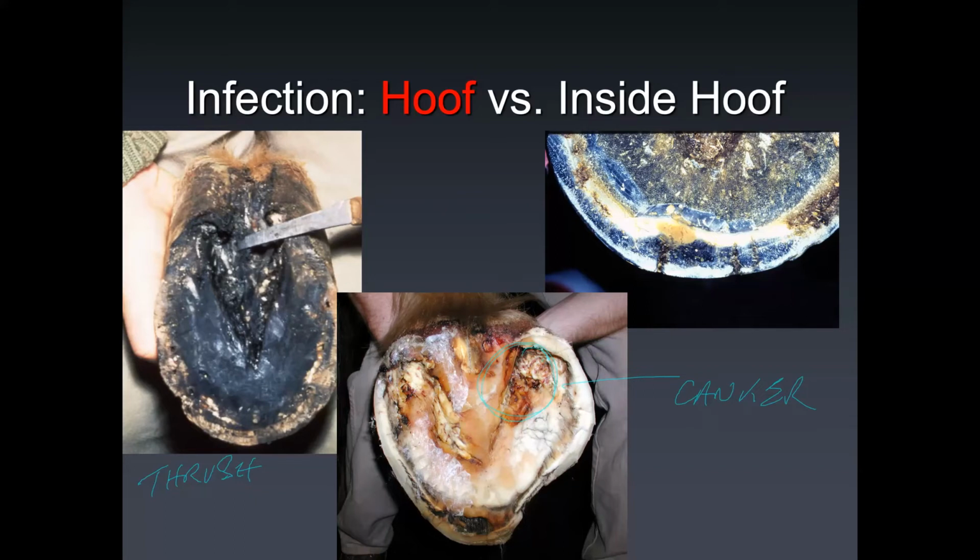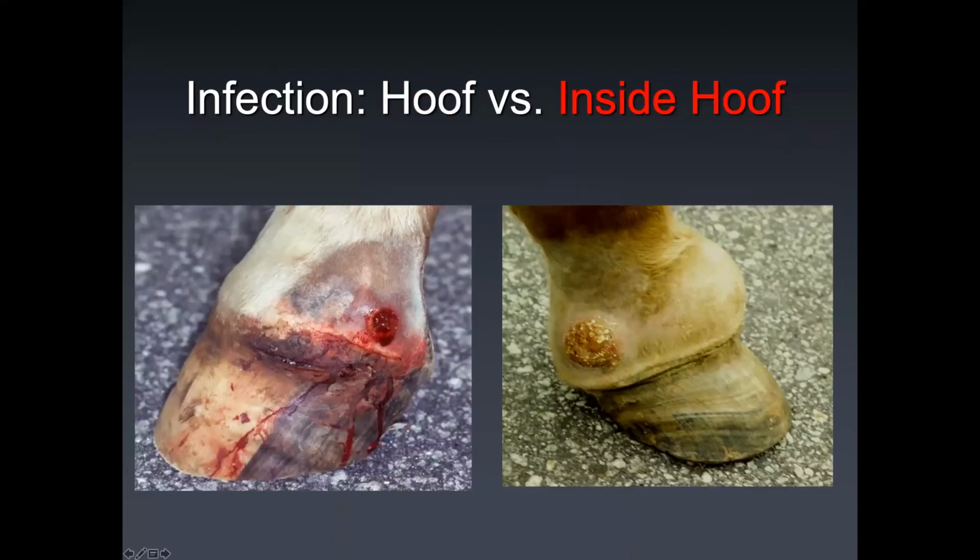And lastly, here's an abscess, and you can see some pus coming out of a crack in the white line. That is also basically infection of the hoof and not the deeper structures inside the hoof. But there are some things when it's pretty obvious you've got some things going wrong inside the hoof, and sometimes they're not so obvious.